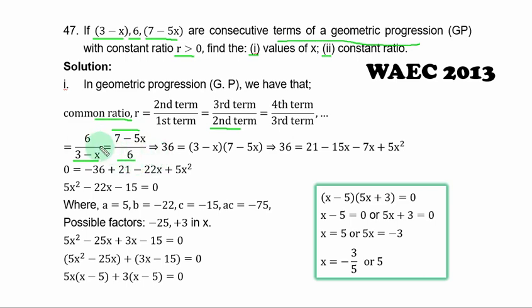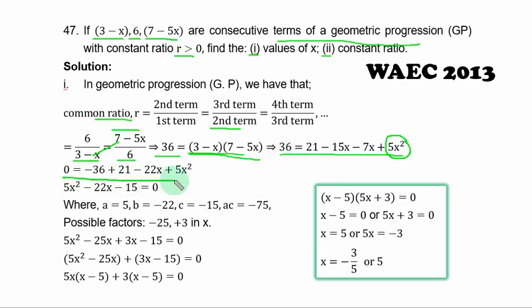You have 6 times 6, 36. Then you multiply these two terms, you have it in this form. Next thing is to expand the right hand side. When you expand it, you have this result. This power shows that we have a quadratic equation. So let's move 36 to the right for us to have 0 here, and that is what you have here.